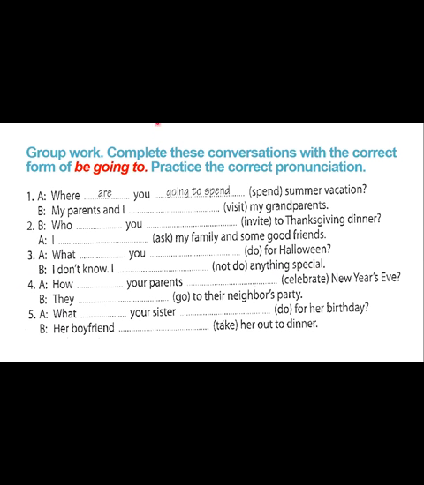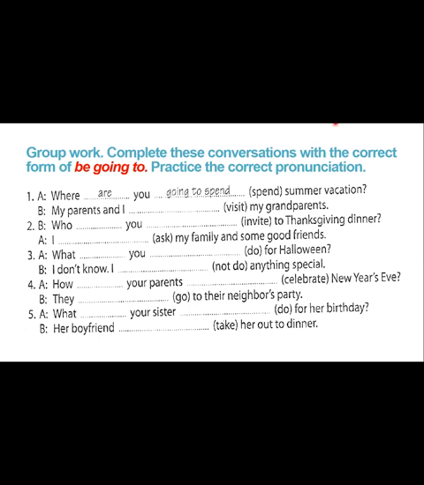So who wants to do number four? Volunteers for number four? Me, teacher. Okay, Clarissa and Josue. Let's go with Clarissa and then Josue. How are your parents gonna celebrate New Year's Eve? ¿Quién trabajó con Clarissa? Tania. Okay, Josue. They are gonna go to their neighbor's party. Very good. And the last one, number five.